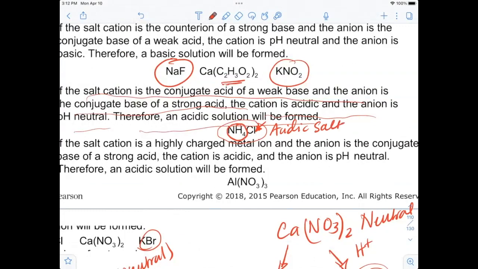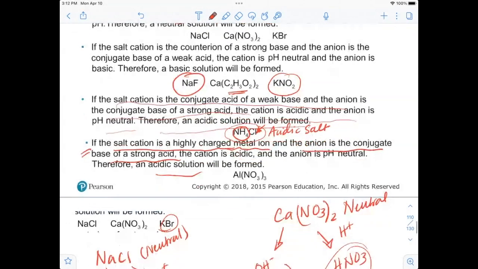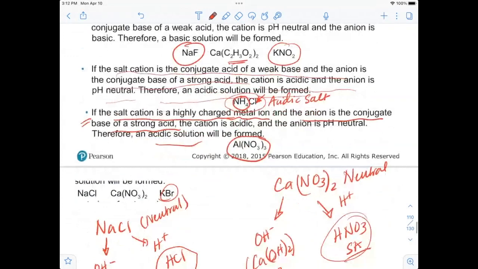salt, right? The next rule I want to talk about that I haven't discussed yet is if you have a salt cation that is highly charged, maybe a charge of +3, they should just say +3. A highly charged metal ion. And then the anion is the conjugate base of a strong acid. The salt will be acidic. So the example here is aluminum nitrate.